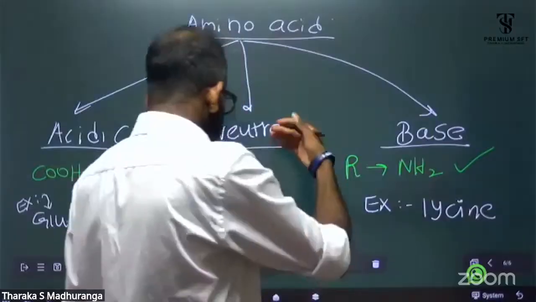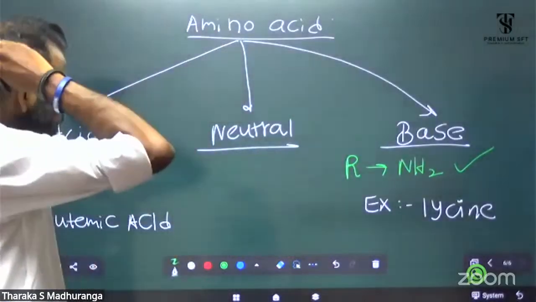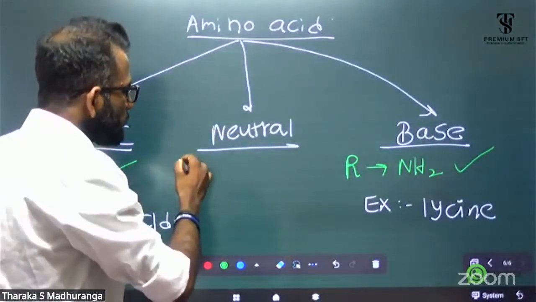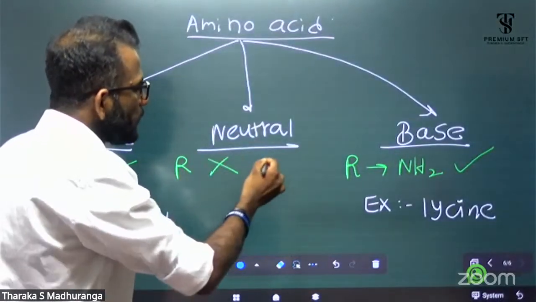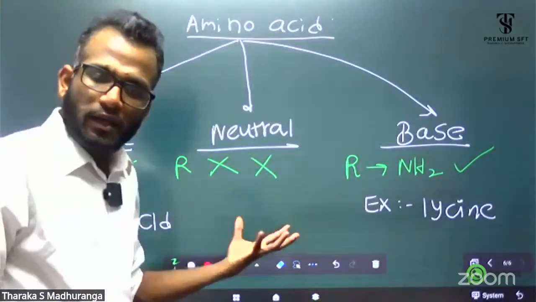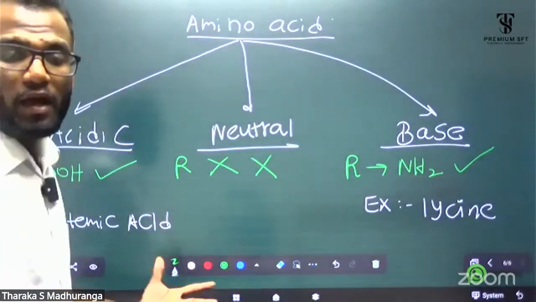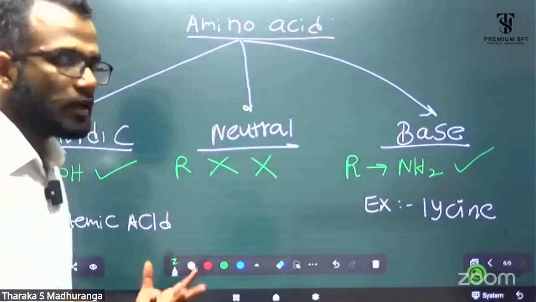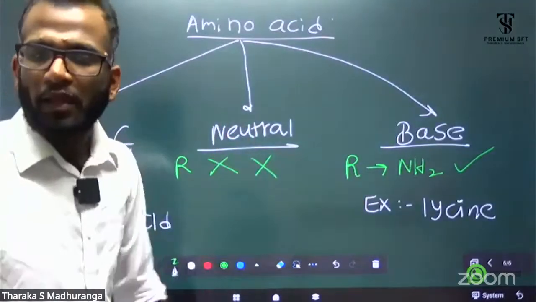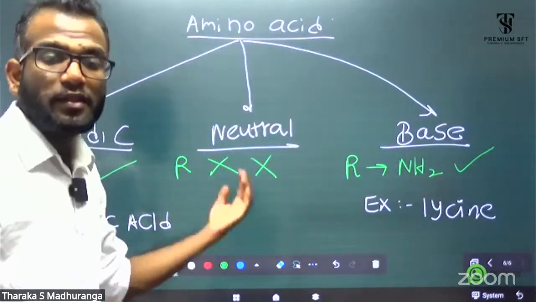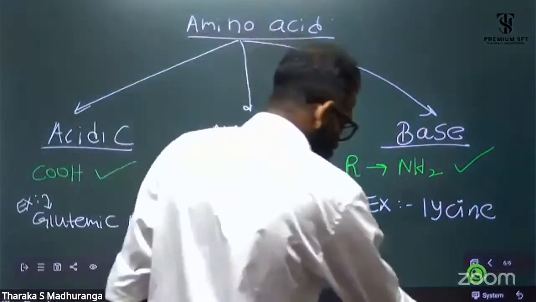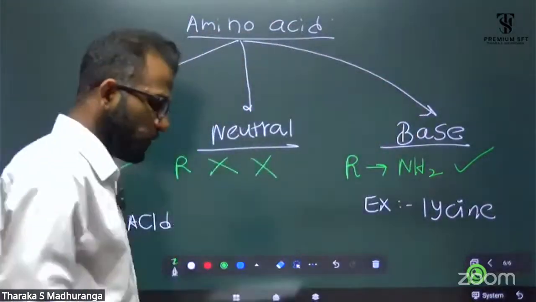Then what is the meaning of neutral? All other amino acids are neutral. If the R carbon chain doesn't have any carboxylic group or amine group, we call it neutral. Glycine and cysteine don't have a carboxylic group or amine group in the R carbon chain. They are all neutral amino acids.